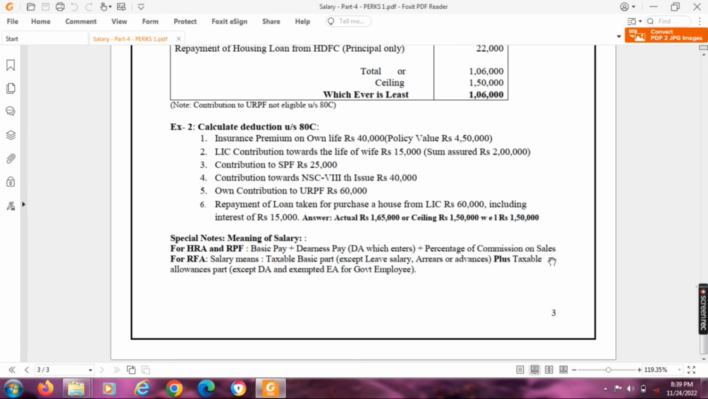And for rent-free accommodation, salary means the taxable basic part. That means basic pay, dearness pay, bonus, commission and all, except leave salary or any arrears of salary or arrears of bonus. Any advances of salary or advance of bonus are excluded. Plus taxable allowances part except DA and exempted allowances for government employees. This value will be considered as the meaning of salary for rent-free accommodation calculations.